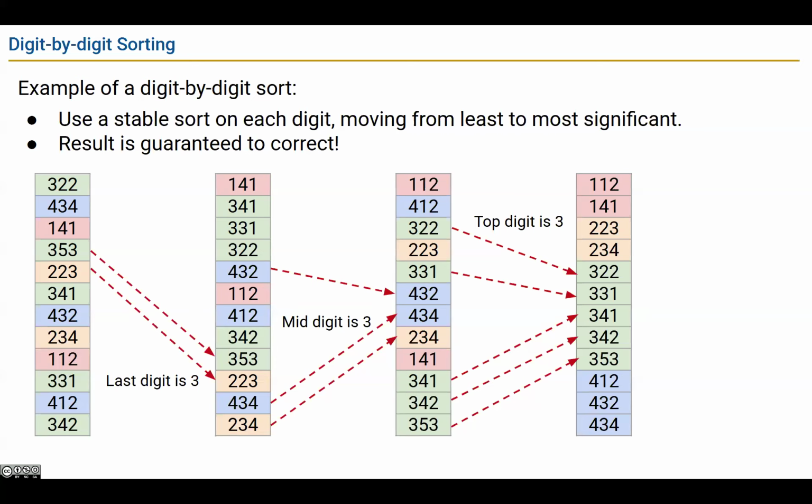Yeah. What if the number of digits for each of the entries is not the same? What if we have different numbers of digits for each entry? Good question. What do you think we can do if different numbers have different numbers of digits?